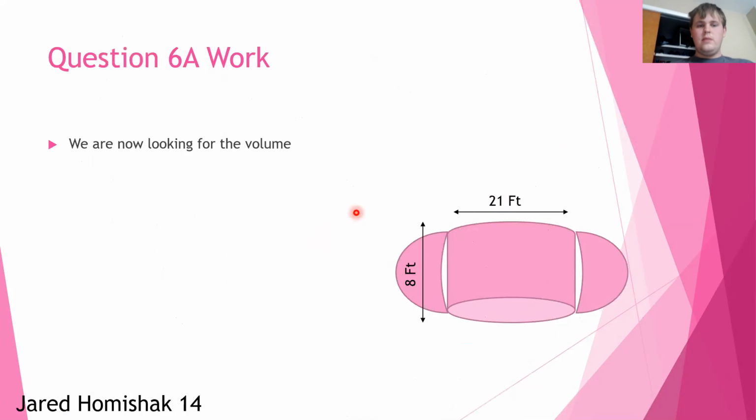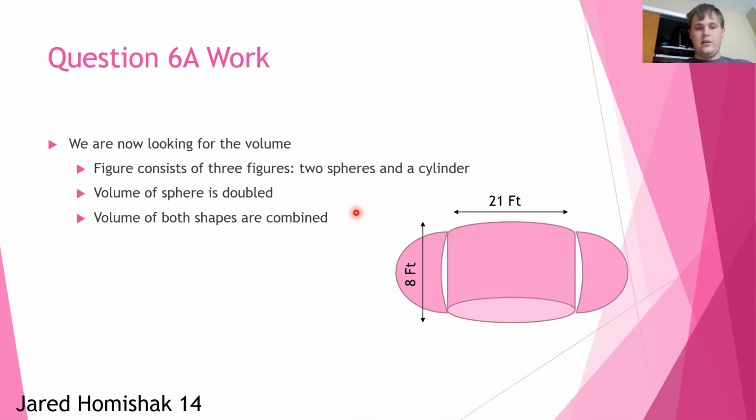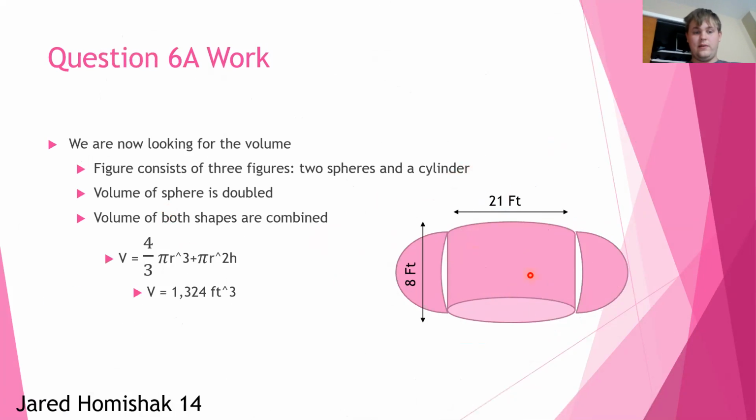Now we want to find the volume of the figure. We know that it consists of 3 figures, 2 spheres and a cylinder. So therefore, since we have 2 spheres, the sphere volume is double, and we combine that with the volume of the cylinder to get our final formula. So that final formula is 4/3 pi radius cubed plus pi radius squared height, and it gives us 1,324 feet cubed for the volume.